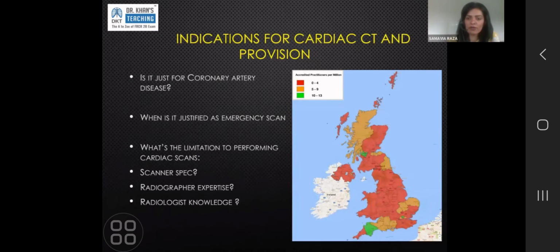Is cardiac CT just for coronary artery disease? And obviously, I hope all of you know that it's not. Coronary artery disease can be atherosclerotic disease. It can be iatrogenic disease. It can be post intervention. Patients can have spontaneous dissections. Young patients with connective tissue diseases can have spontaneous coronary artery dissection.